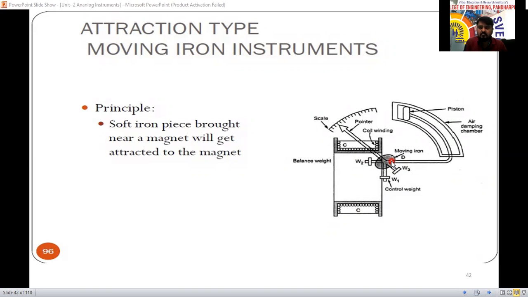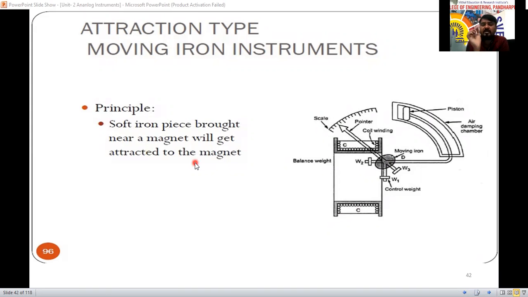Yes. If I have an iron piece and I have a magnet, whenever I bring the magnet near the iron piece, the iron will get attracted to the magnet. Yes or no? Yes, sir. So that principle only we are using here. Magnet and iron we have used here. A soft iron piece brought near a magnet will get attracted to the magnet.